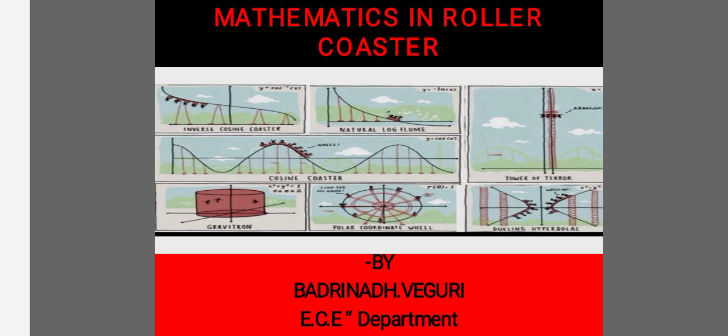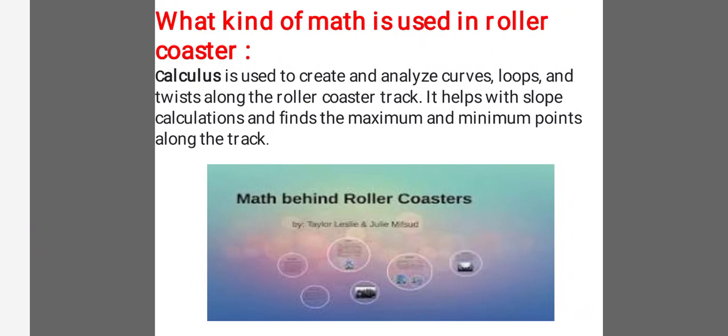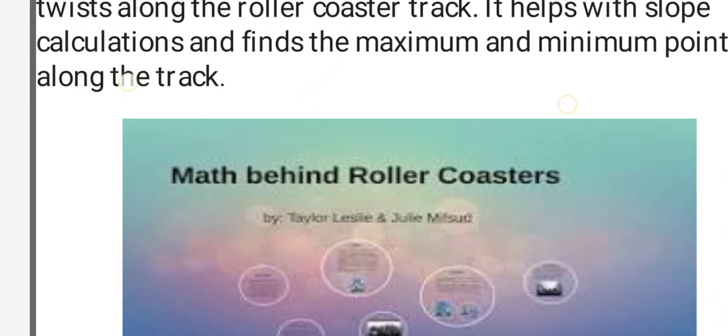My case study topic is mathematics in roller coaster. Everyone likes roller coasters. So, what kind of math is used in roller coasters? Calculus is used to create and analyze curves, loops, and twists along the roller coaster track. It helps us with slope calculations and to find the maximum and minimum points along the track.